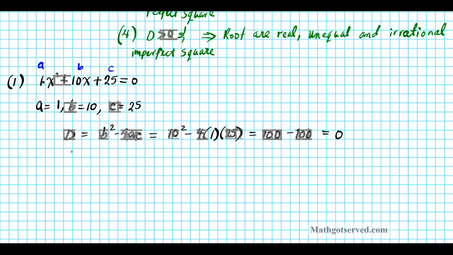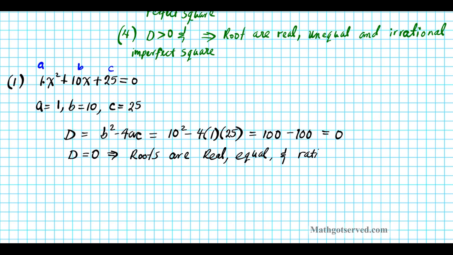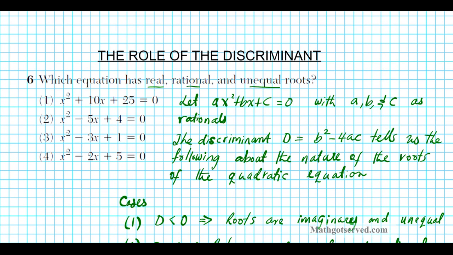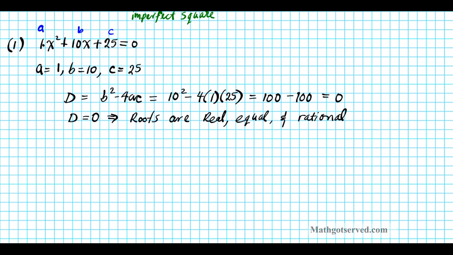Since the discriminant is equal to 0, that tells us that the roots are going to be real, equal, that's a double root situation, and rational. Is that what we're looking for in the problem? We're looking for real, rational, and unequal, but we have equal, so this is not the answer we're looking for. Okay, so number 1 is not the answer. We'll advance to option 2.